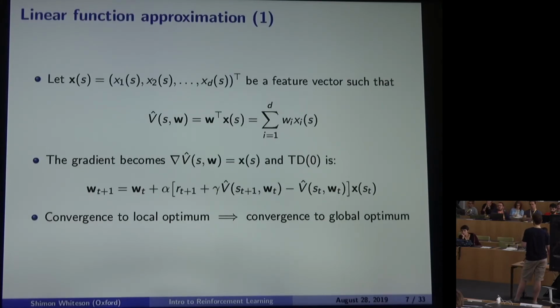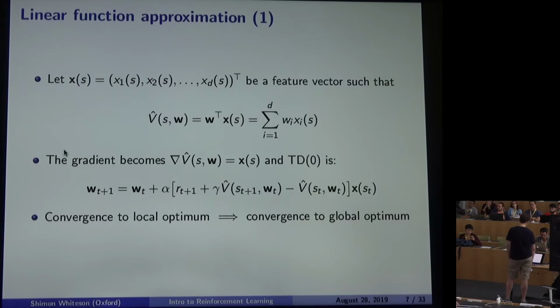Let's look a little bit more closely at the linear case. As always, this is a very important special case and is very useful for understanding how things work in general. So let's suppose our state is described by this feature vector. For some state, we get this vector of features describing the state. And then our weight vector, so our value estimate for some given state, is just the inner product of that weight vector with the feature vector.